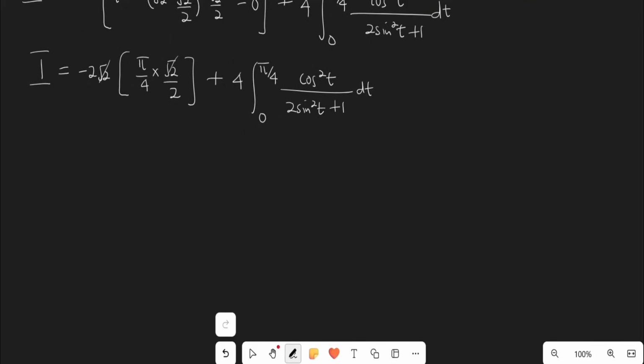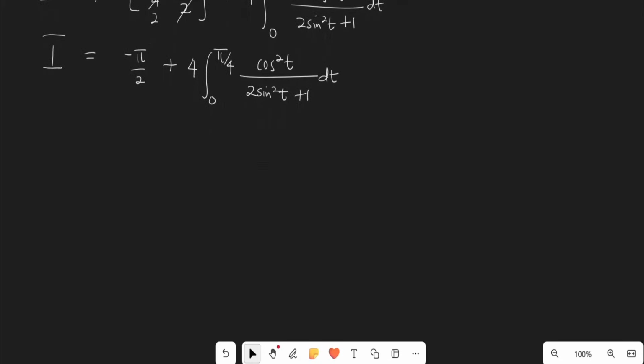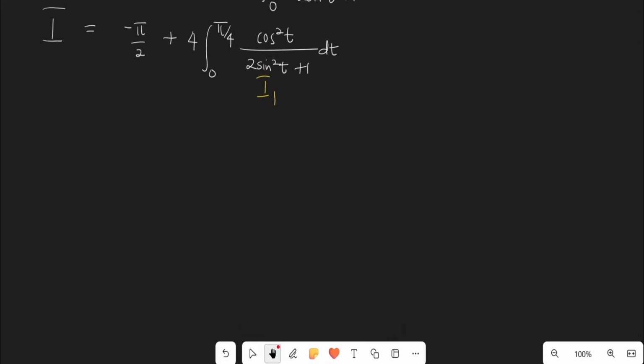Because this and this will multiply and cancel this, and we have 2 cancelling this one, leaving 2. So what is left there is just negative pi over 2 plus 4 times the integral from 0 to pi over 4 of cosine square of t divided by 2 sine square of t plus 1 dt. Now I'm going to call this one integral I1, and now I'll solve that.